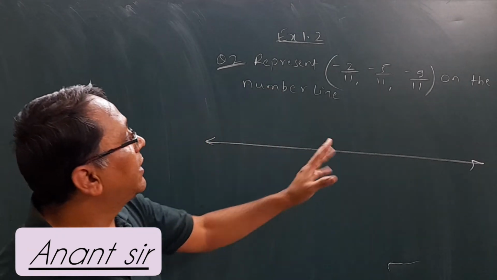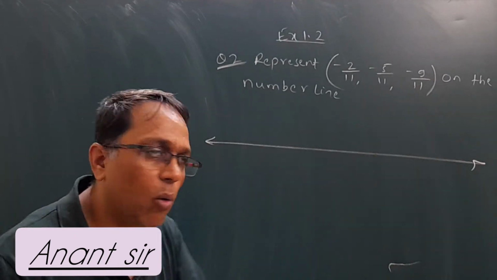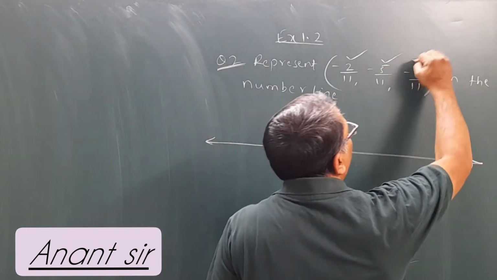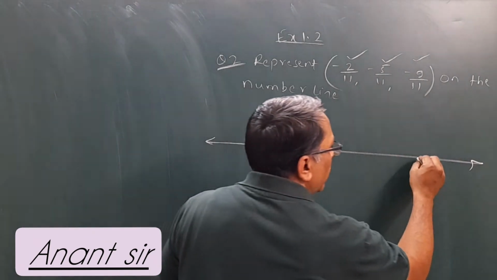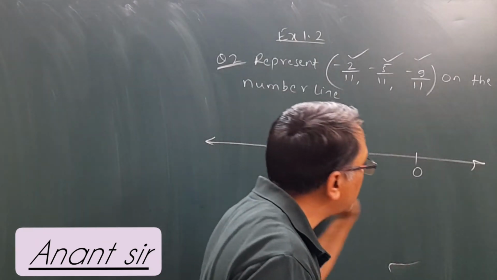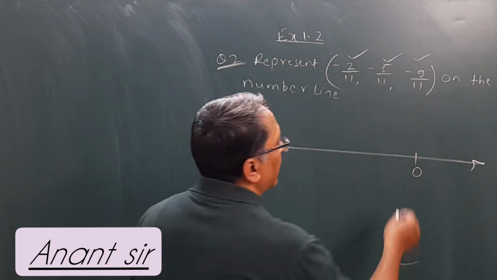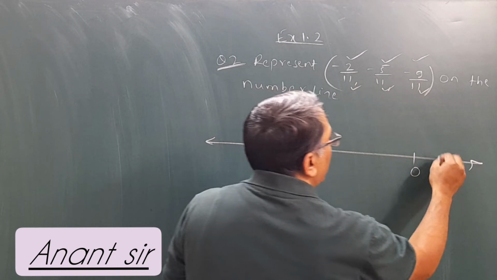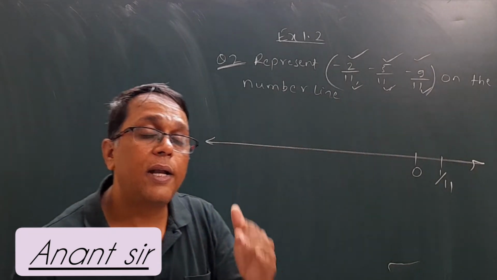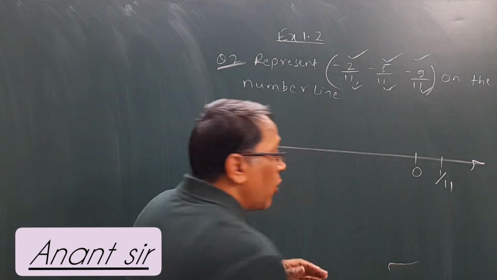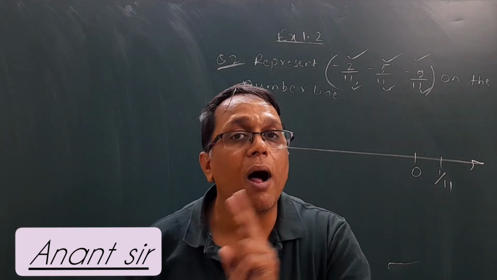Now when the denominators are the same, how to solve this question? It's very easy now. All the three numbers are negative, so I don't need any positive numbers to write. I am going to just take 0 on the extreme right hand side and give negative numbers on the left. As the denominator is 11, I will write 1 by 11. I have to write denominator as 11 because between two consecutive integers we are going to make 11 parts.